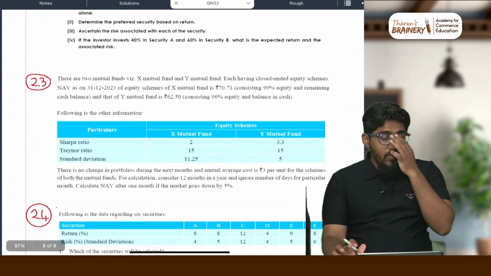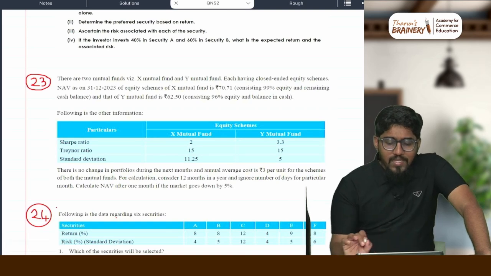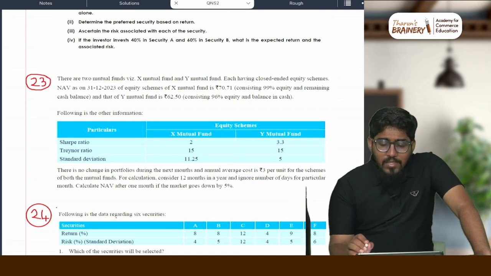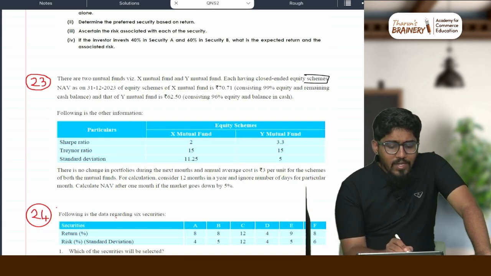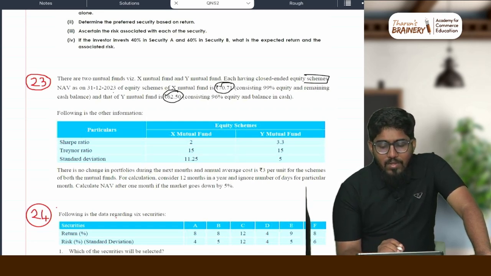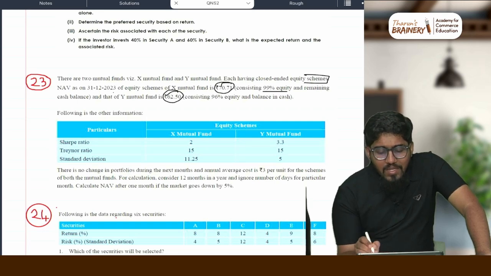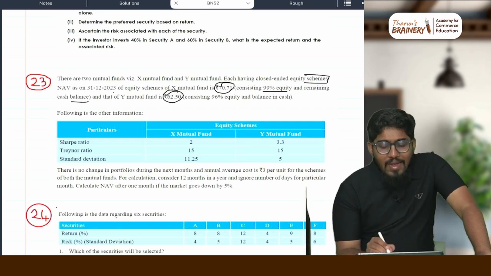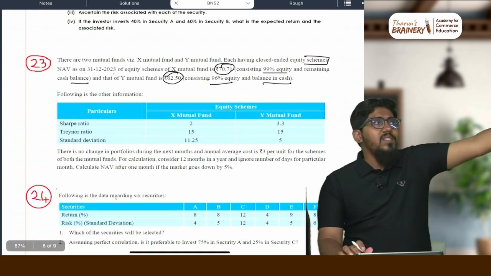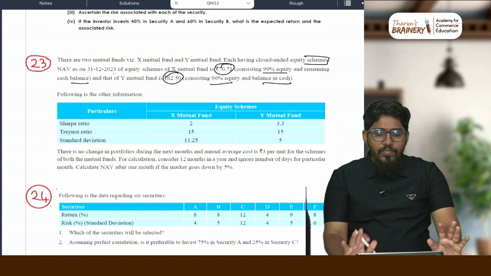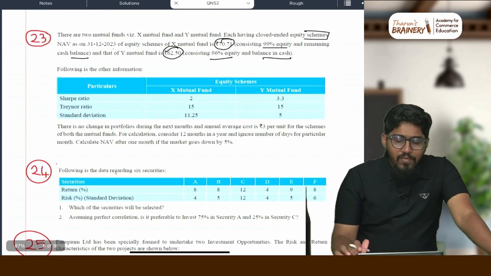Question number 23, let us read the problem. There are two mutual funds X and Y, each having close-ended equity schemes. NAV as on 31/12/2023: my NAV for X is 70.71, my NAV for Y is 62.5. X consists of 99% equity and 1% cash, and Y has 96% equity and 4% cash. So from the NAV, I know how much is invested in equity and how much I am holding as cash. Following is the other information.